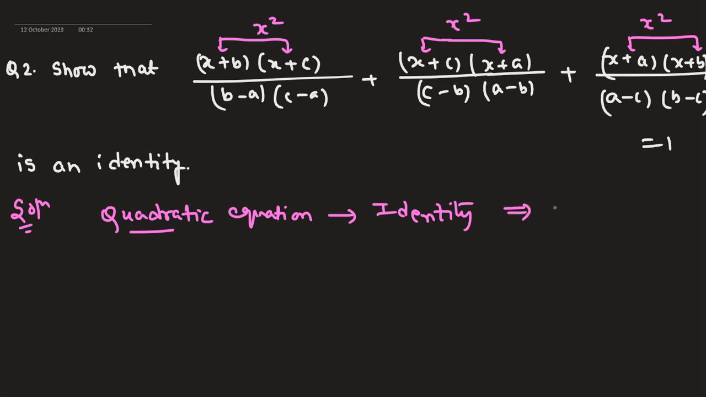So here, if I am able to show that it is true for 3 different values of x, then it is an identity. So now I am going to show that this relation, or this equation, is satisfied by 3 different values.